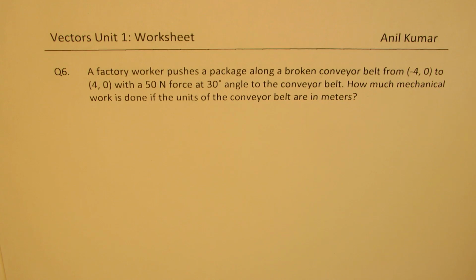A factory worker pushes a package along a broken conveyor belt from minus 40 to 40 with a 50 Newton force at 30 degrees angle to the conveyor belt. How much mechanical work is done if the units of conveyor belt are in meters?